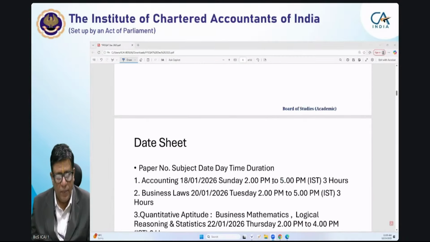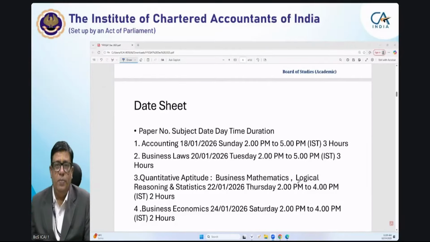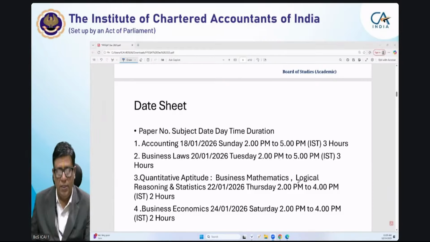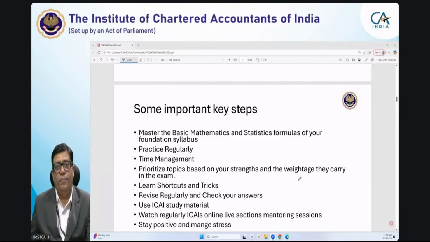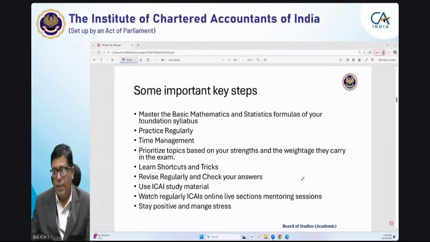Further, you know very well the date sheet has come: Paper 1 is on 18th January, Paper 2 is on 20th January, the Quantitative Aptitude paper is on 22nd January, and Business Economics on 24th January. For Paper 3 and Paper 4, the examination timings are 2 to 4. Before going to the examination, I want to give some tips.